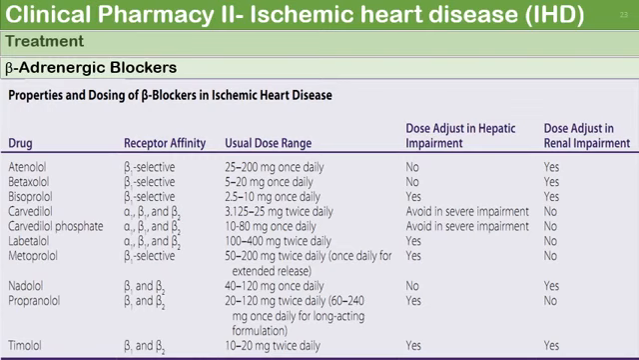Carvedilol works on alpha, beta 1 and beta 2. The dose is 3.125 to 25 mg up to twice a day. It is excreted by the hepatic route and could be avoided in severe impairment. Okay, labetalol works on alpha 1, beta 1 and beta 2, 100 to 400 mg twice daily, so the maximum dose is 800 mg.